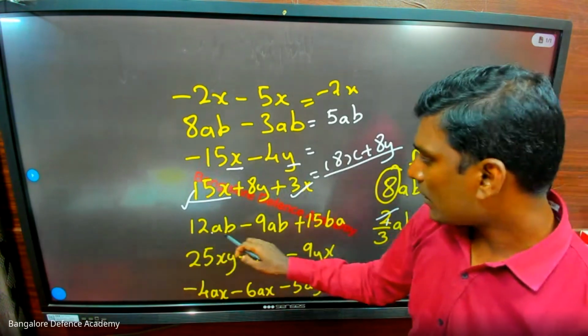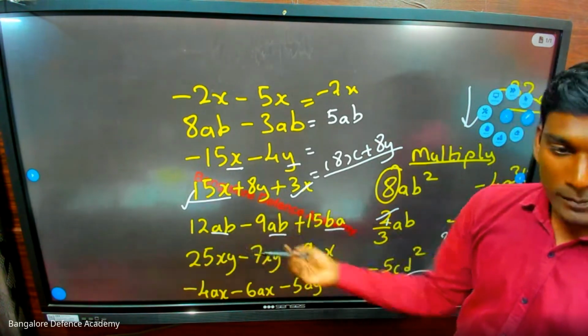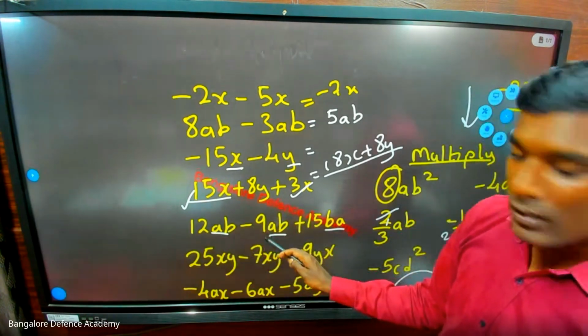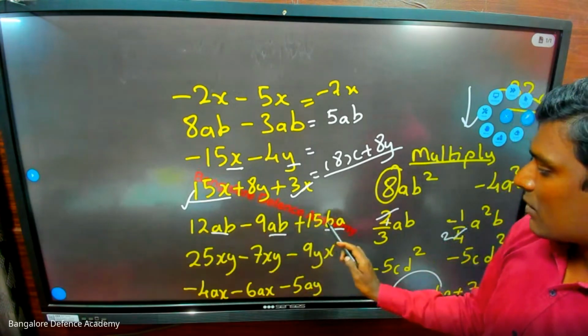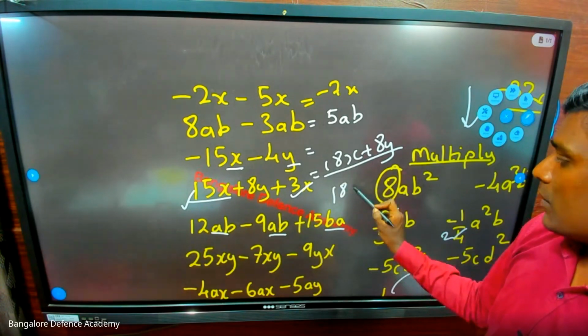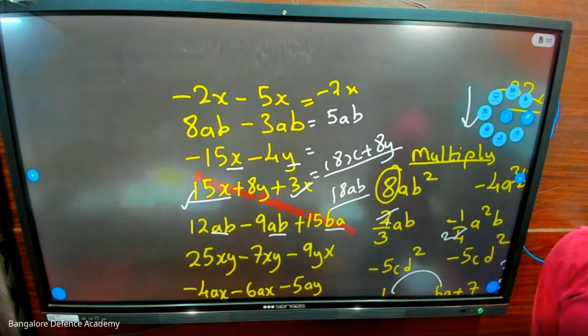Okay, now look at this. AB, AB, BA. These all are same because I told AB and BA are same. So 12 minus 9, you get 3AB. 3AB plus 15AB, you get 18AB. Correct? You got the answer? What answer you got? Show me. Sir, but.